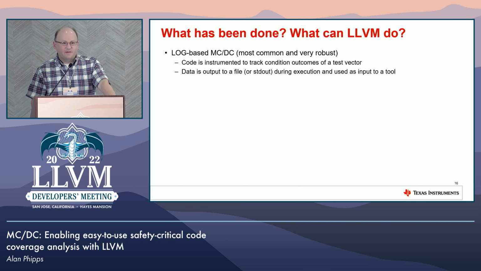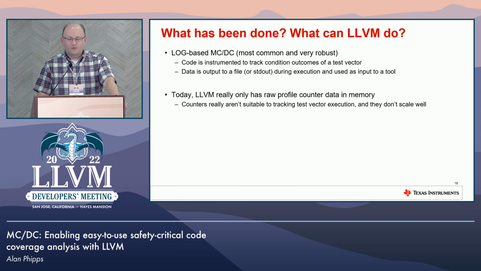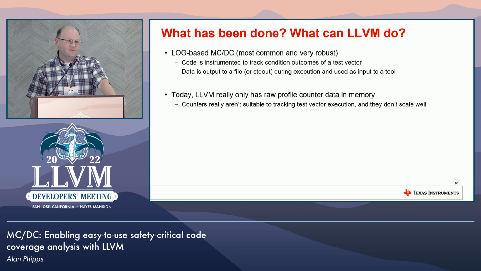This can be kind of cumbersome for build systems to track different output files and input files, and it's something that we'd like to work around, but this is probably the most common approach. The only issue is, today LLVM really only understands raw profile counter data in memory. But counters, as traditionally understood, really aren't suitable for tracking test vector execution. In the first place, they don't scale very well. They're big, even if you adjust the size. And we're really not interested in how many times a test vector has been executed. We're only really interested in that it was executed to begin with. So we really only need a bit of data for this.